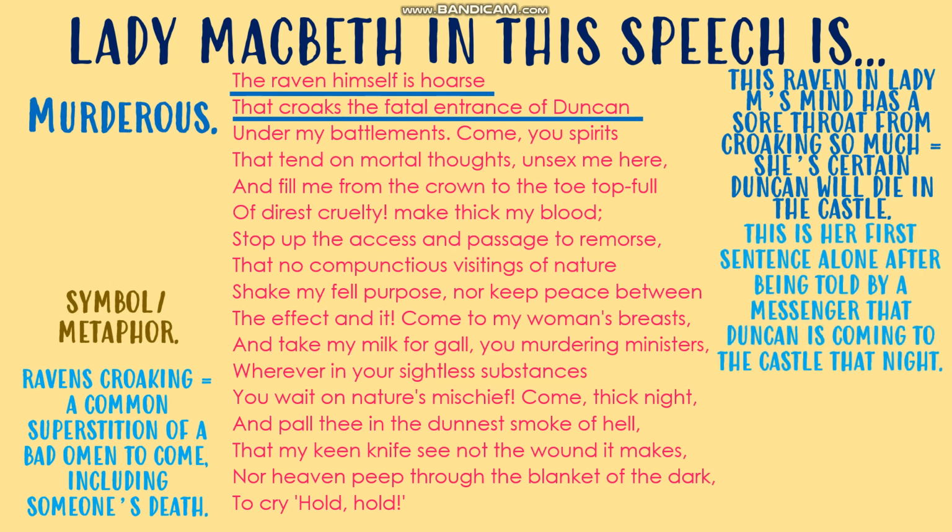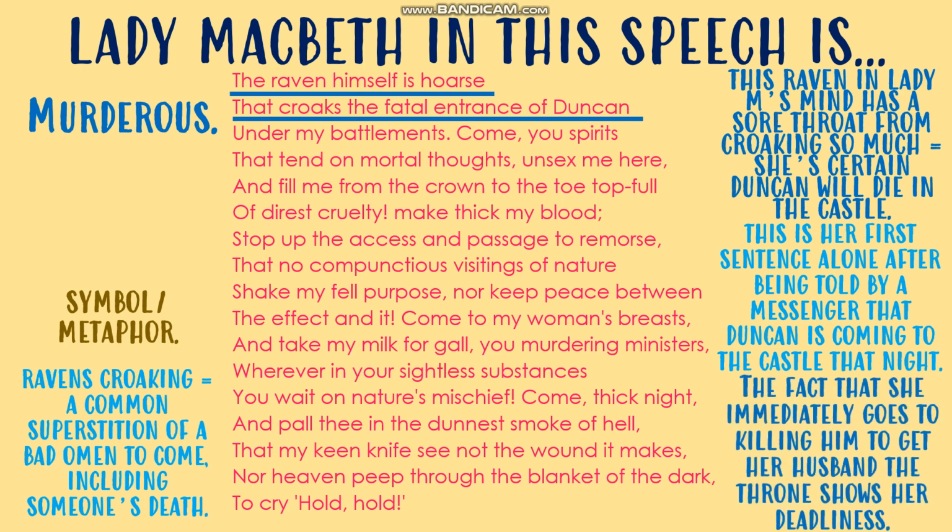And as well as this, the fact that this is her first sentence after being told by a messenger that Duncan is coming to the castle that night really shows that murder is on her mind and that she is quite a murderous figure. She doesn't think of any other way of getting her husband to become king apart from straight away, let's go murder Duncan. And it really does show off, therefore, her deadliness as a character. She is the one, unlike her husband, who is dead set on killing her king, whereas obviously Macbeth, in comparison, is a little bit more conflicted about it at first.